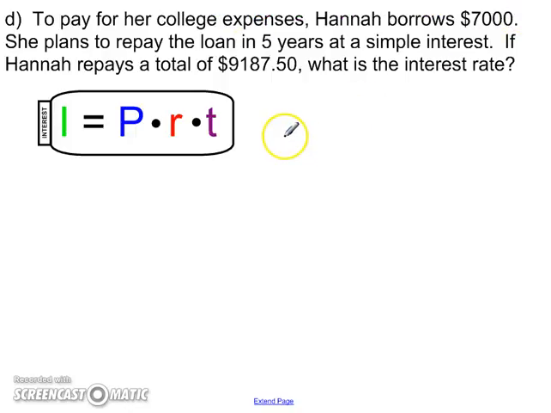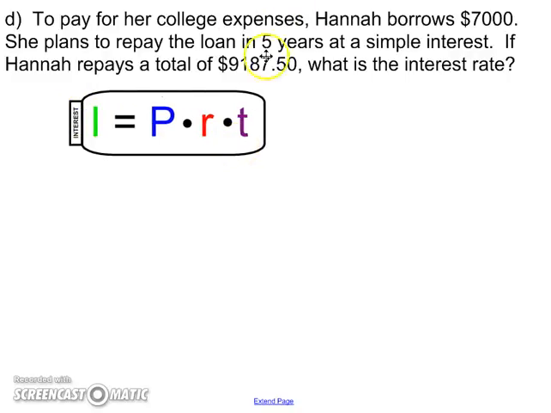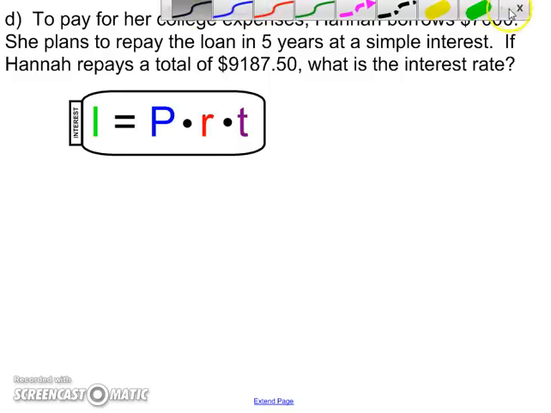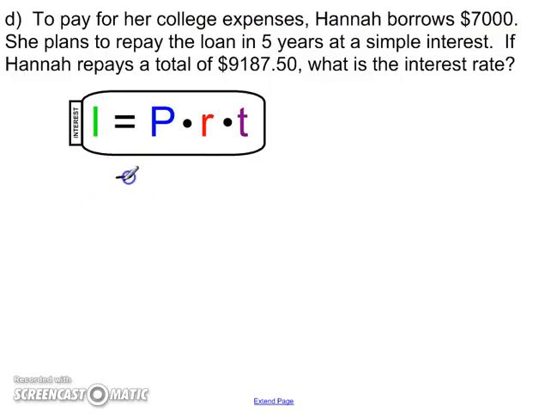All right, let's go ahead and insert what we know into this problem. Okay, and see what we need. So she borrows $7,000. That is my principal, the amount borrowed. That goes in there. Do I have my rate? No, because that's what we're trying to find. So I will just leave that as an R. Do we have our time? Yes, we do. That's 5. Which means that we need to somehow come up with the interest. Well, we do actually know the interest. We just don't know it directly.